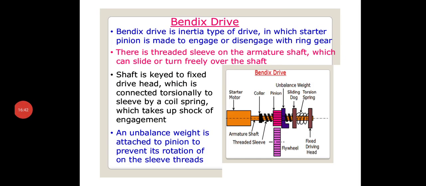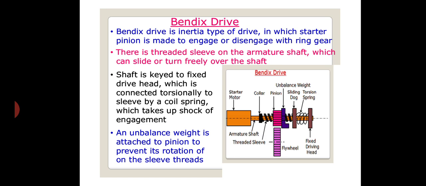Now we are going to discuss the Bendix drive. You can see in this figure, the Bendix drive is the inertia type drive. Here you can see the starter motor, collar, armature shaft, then threaded sleeve, flywheel, fixed driving head, then torsion spring, sliding dock, unbalanced weight, pinion, and the collar.